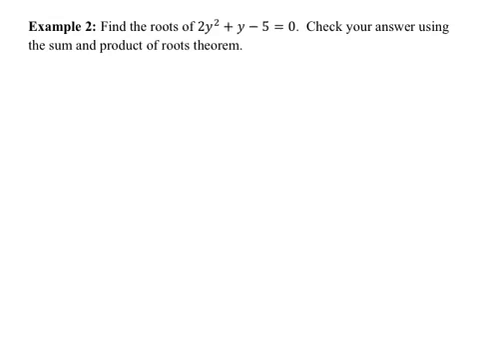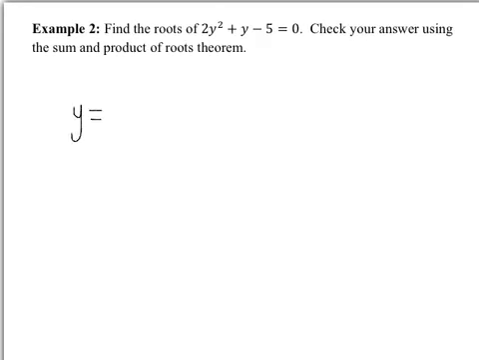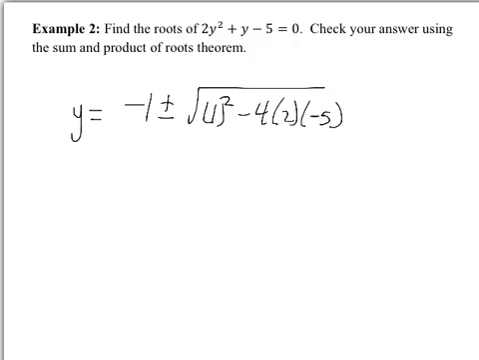Okay, example 2 says to find the roots of 2y squared plus y minus 5 equals 0, and to check the answer using the sum and product of roots theorem. So we're going to start this problem by finding the actual roots. To do that, we could just use the quadratic formula. So x equals, or in this case y equals, the opposite of b, plus or minus the square root of b squared minus 4 times a times c, all over 2a.